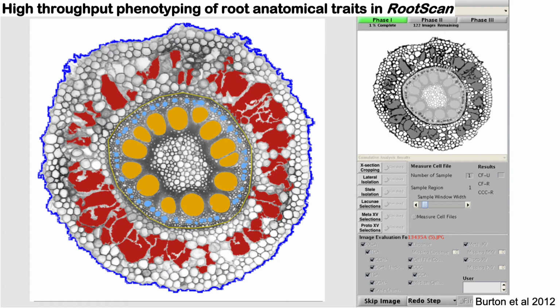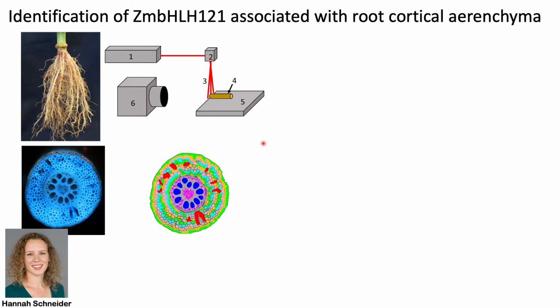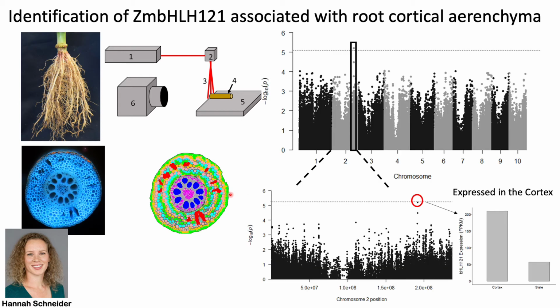Images are analyzed by RootScan to extract anatomical phenotypes in 2 dimensions. As an example of how this works, using the same maize diversity panel I noted earlier, grown in the field, we collected root crowns via shovelomics, ablated them with the laser, analyzed the resulting images in RootScan, and via GWAS found that ZmbHLH121 is associated with root cortical aerenchyma formation.